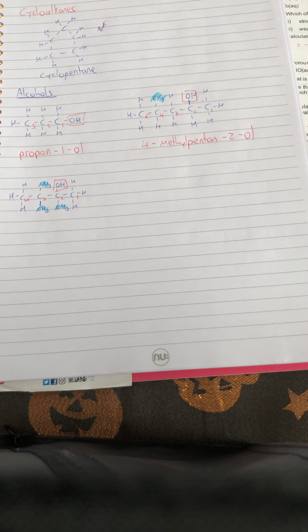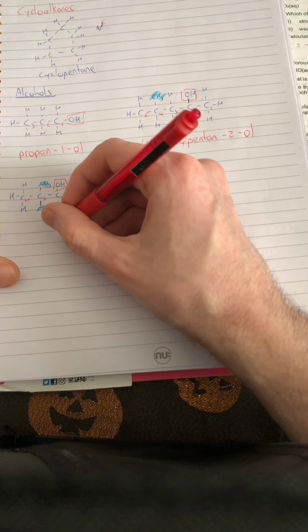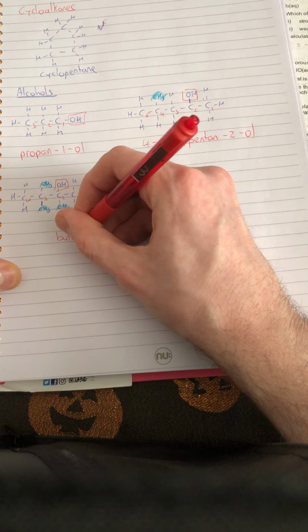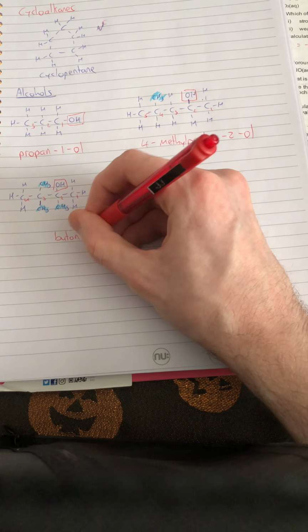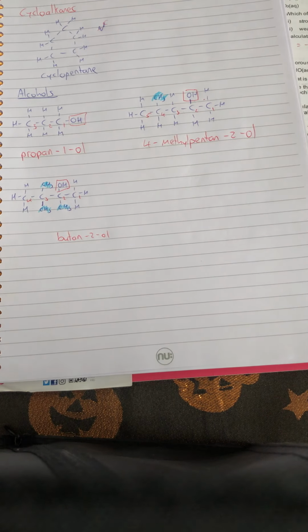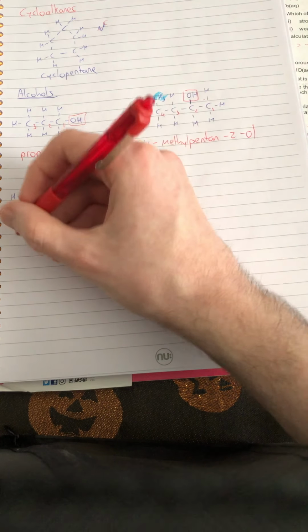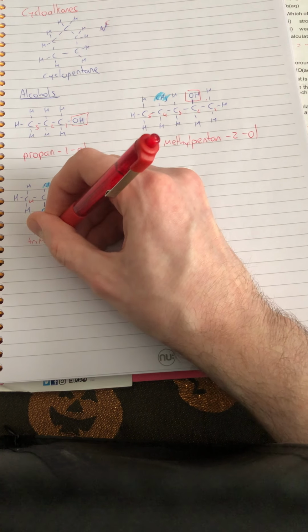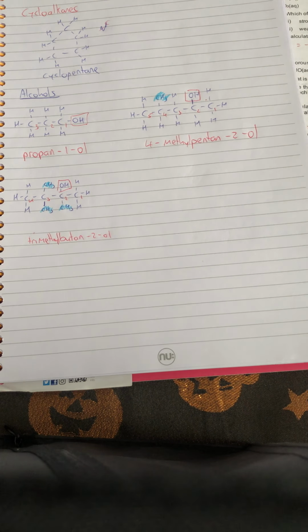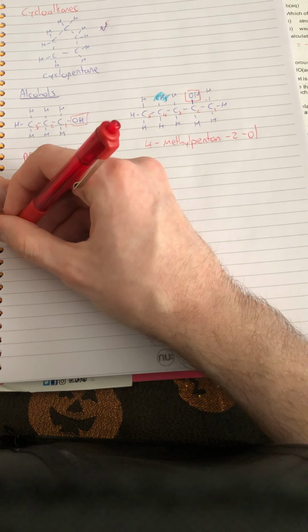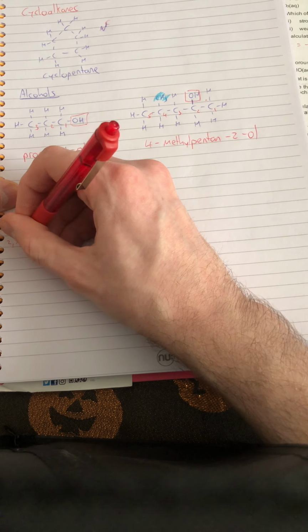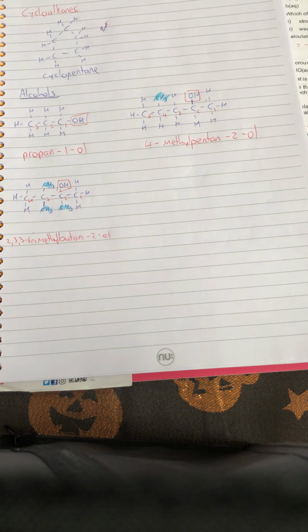So let's name this. Name the alcohol part first. There's 4 carbons, so that's but, so that's butane. It's on carbon 2, so it becomes butan-2-ol. And we've got 3 methyl branches, so this becomes trimethyl, tri meaning 3. And they are on carbons 2, 3 and 3. So that's 2,3,3-trimethylbutan-2-ol. Okay, so 2,3,3-trimethylbutan-2-ol.